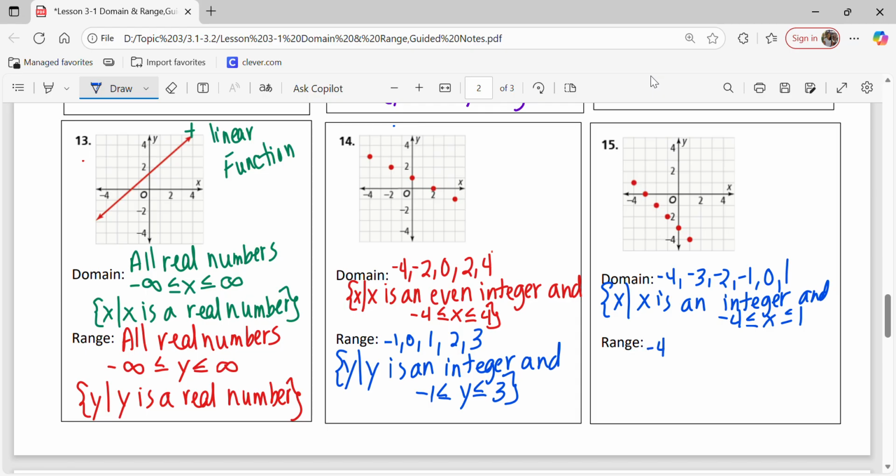My range, bottom up, also -4, -3, -2, -1, 0, and 1. All values of y such that y is an integer. And our integers from -4 through +1.